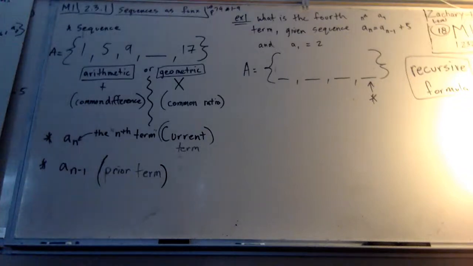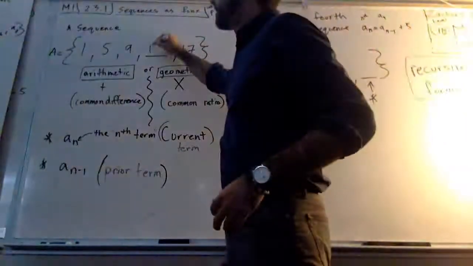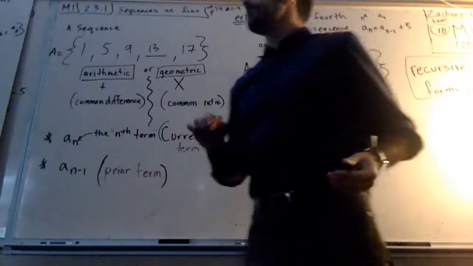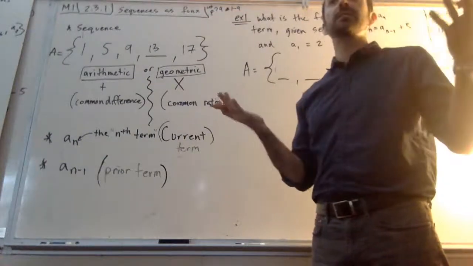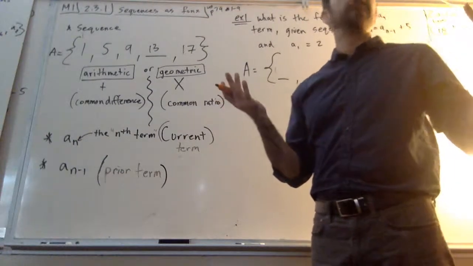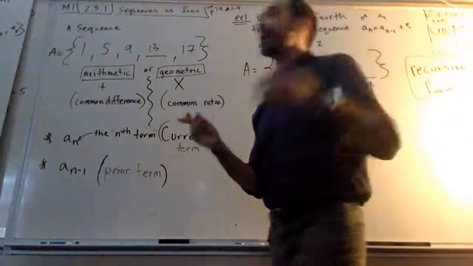Go. What goes in that spot? 13. 13? You guys feel like 13 is good? All right. So I'm going to put 13 here. Let's see. Kim, how did you figure out it was 13? How did you get 13? Each one's adding 4 to it. Did everyone see that? Each one's adding 4.